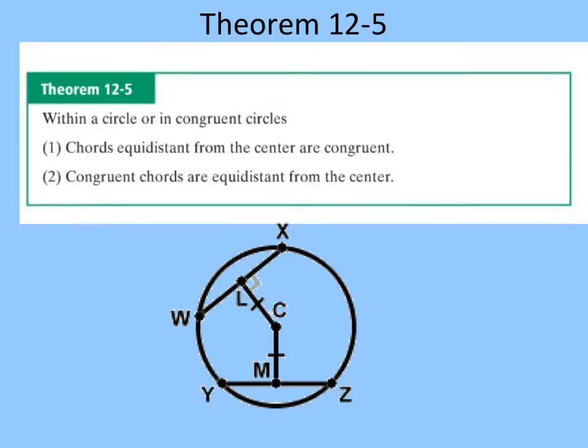Now the next theorem says that within a circle or congruent circles, chords equidistant from the center are congruent, and congruent chords are equidistant from the center. So if we have this given distance from the center is congruent, then we can assume that the chords are congruent. So in this case, we would have that chord WX is congruent to chord YZ. And similarly, if we have the chords are congruent, you could say that they're equidistant from the center.